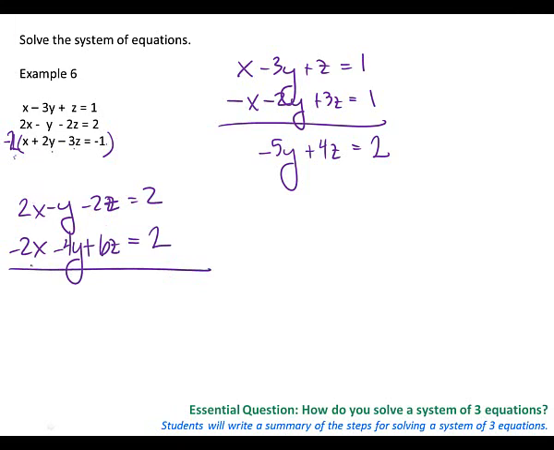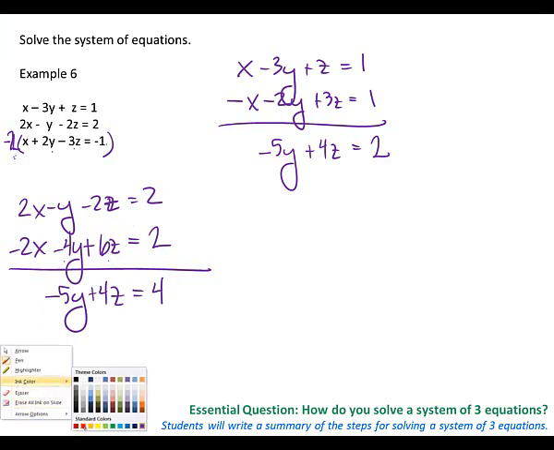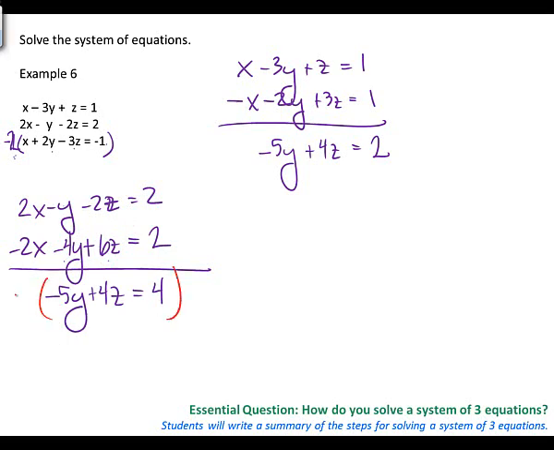All right, so the 2x's go away. What's negative y and negative 4y? Negative 5y. Negative 2z and 6z. 4z. 4z equals what? 4. Ooh, look at that. Pretty nice. We've got coefficients that are the same. I just need to do a multiplier, right? So I'm going to multiply this by -1, and I'm going to write it underneath here. So I have 5y minus 4z equals -4.